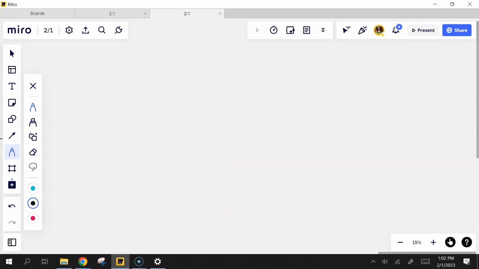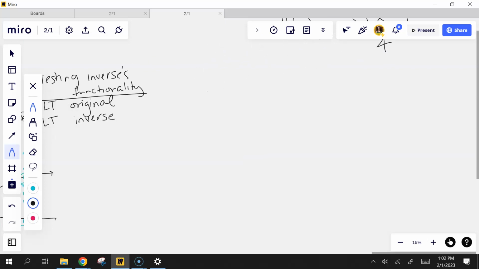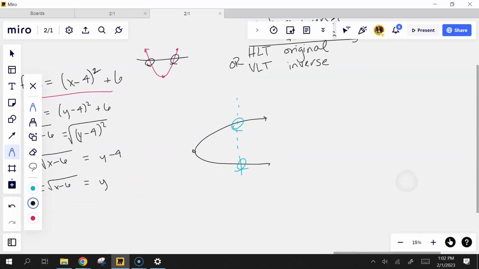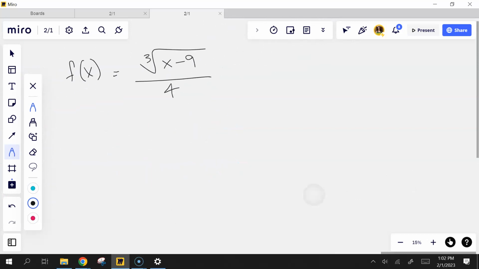Try this one. Same directions, same song and dance. The domain. Oh, does it have any domain? Well, it doesn't because it doesn't have a function, so I don't have to worry about it. If it's no, then you just say no because it failed the horizontal line test or it's not a function, and then you move on.